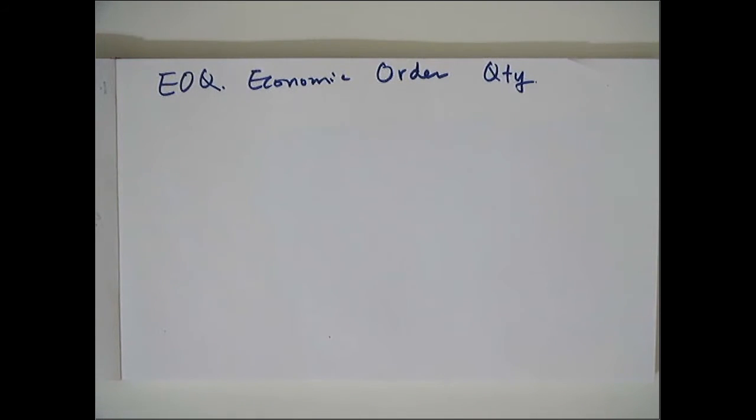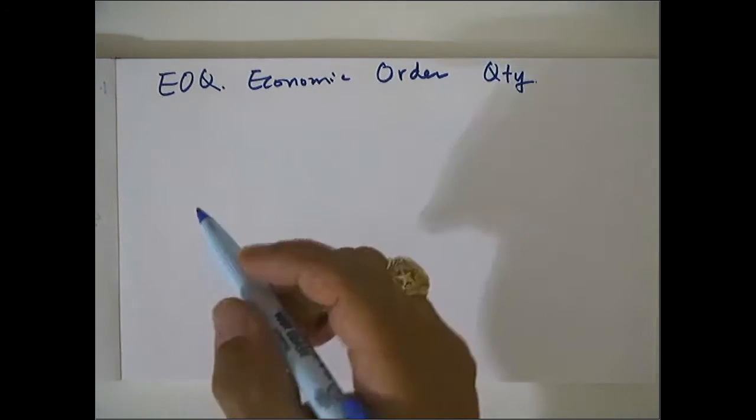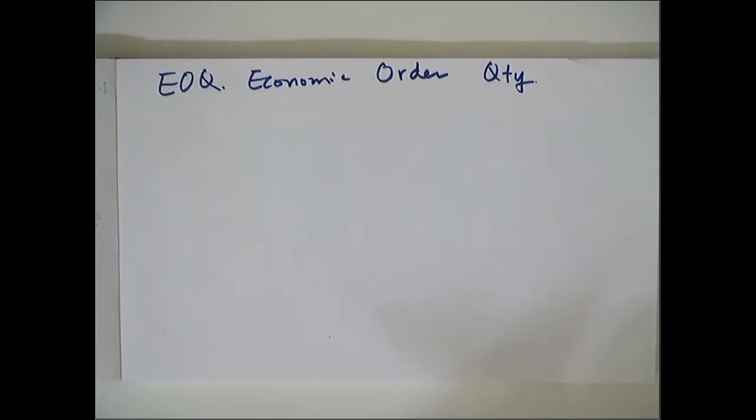The economic order quantity model, the EOQ model, is very fundamental and traditional, and it is the longest-standing inventory model. This EOQ model has some unrealistic assumptions, but basically, this model can provide very good insight for our inventory model.